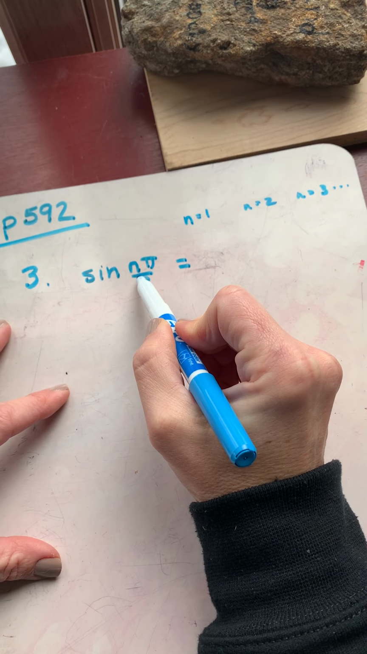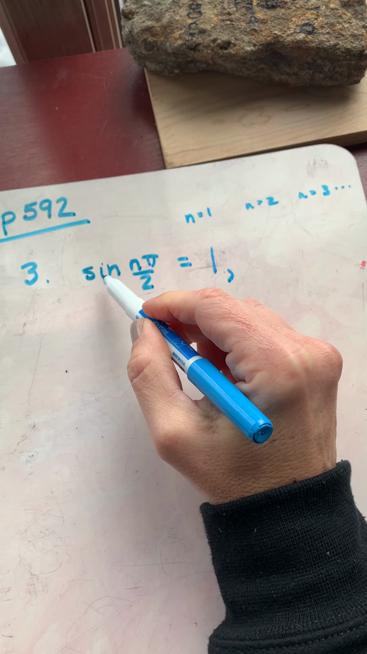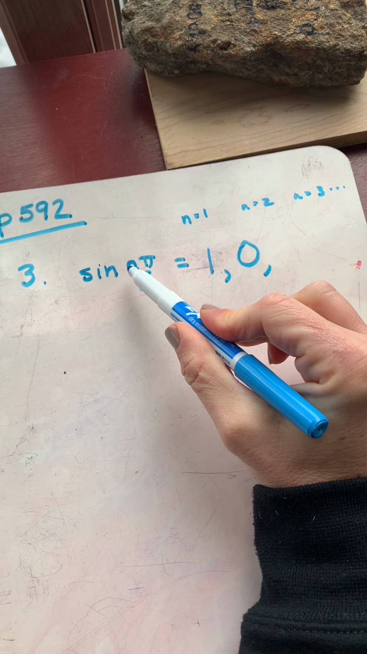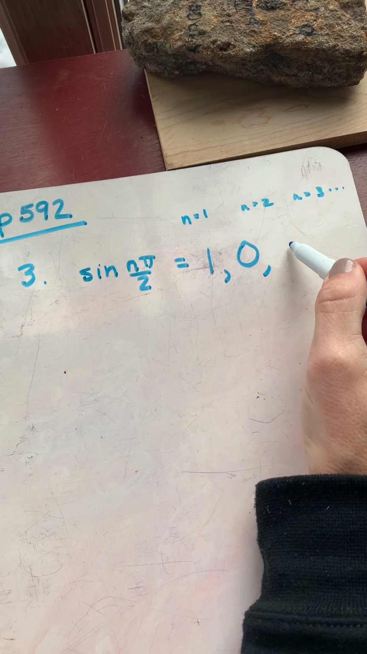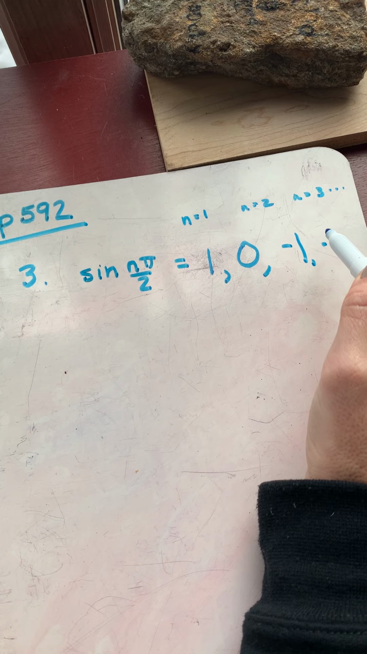So when n is 1, we have the sine of pi over 2, that's 1. When n is 2, I have the sine of pi, which is 0. When n is 3, I have the sine of 3 pi over 2, which is -1, and so on. And the answer is already there.